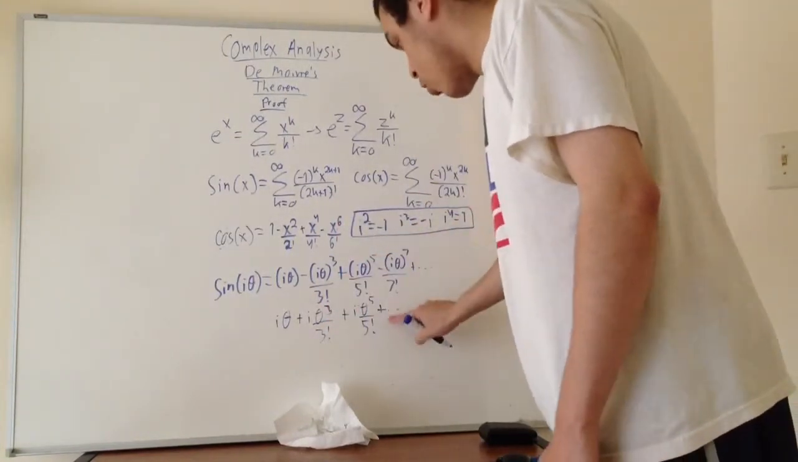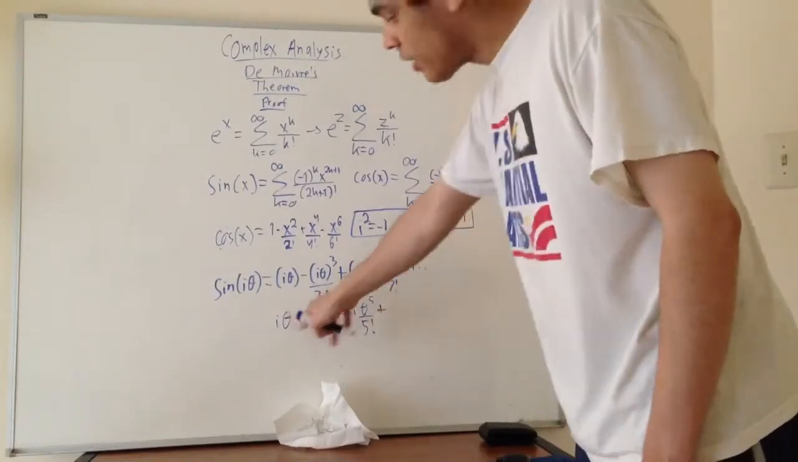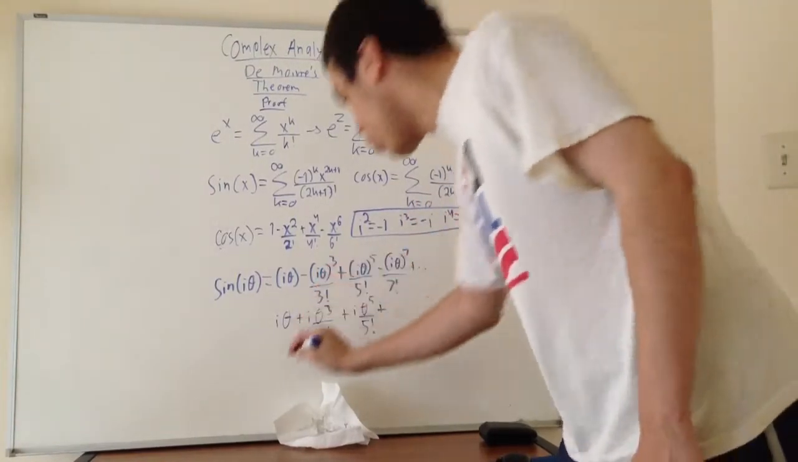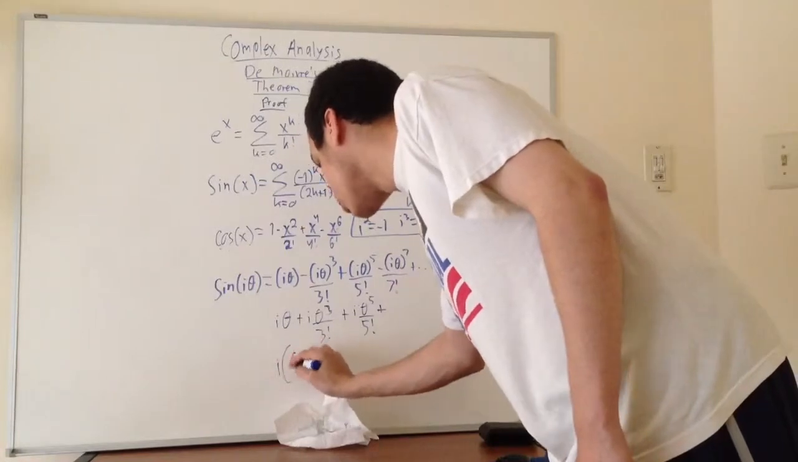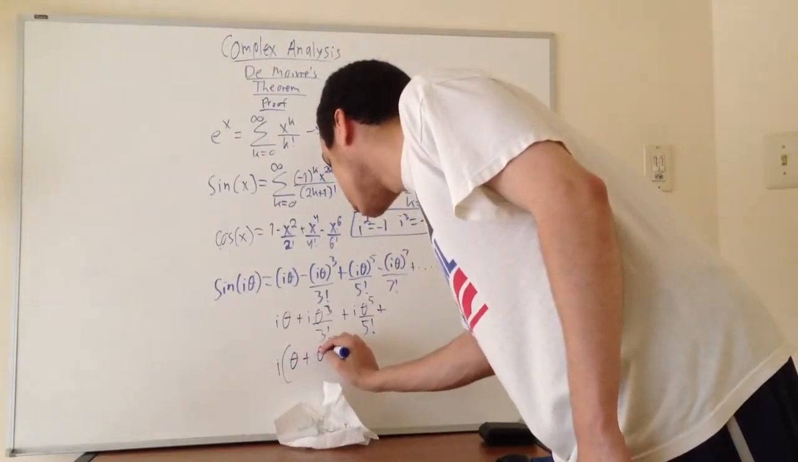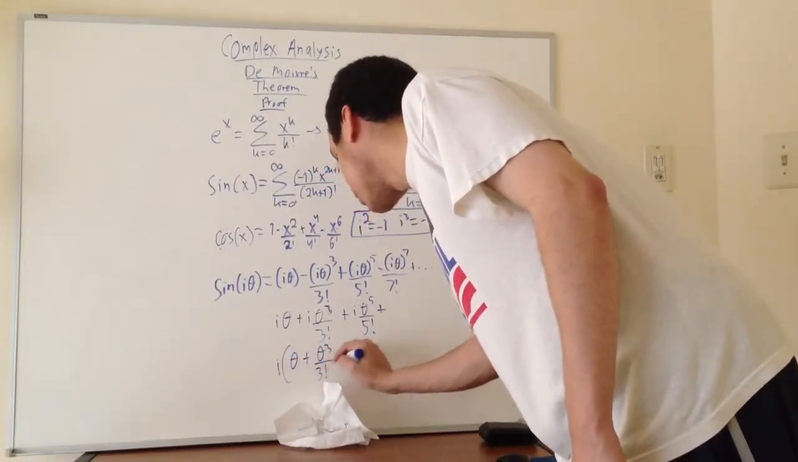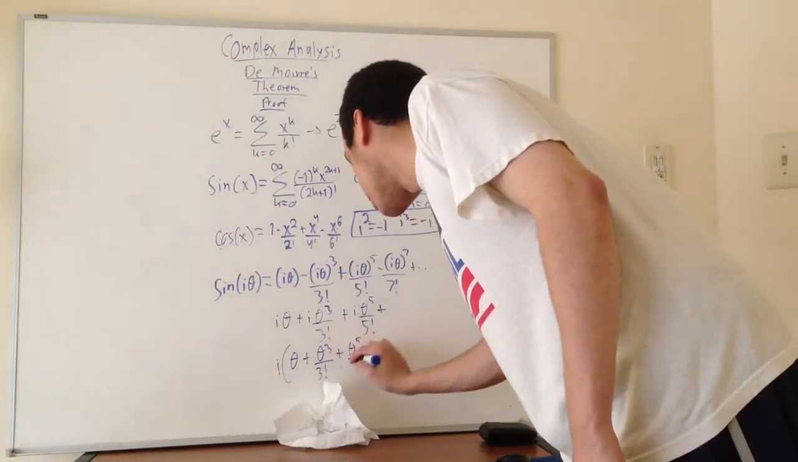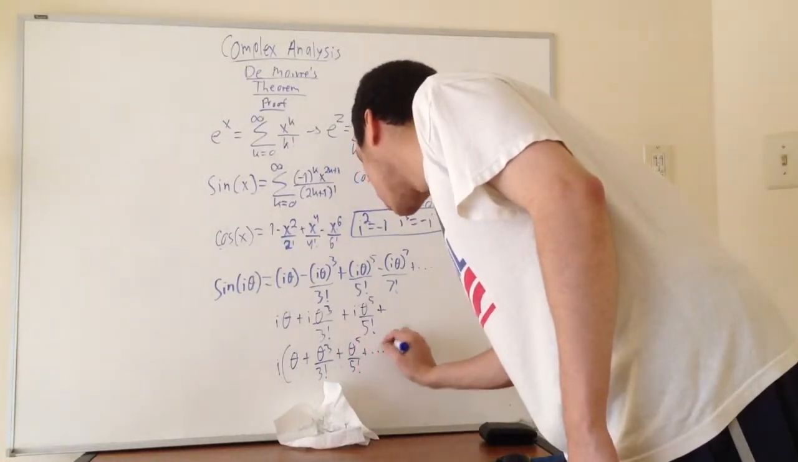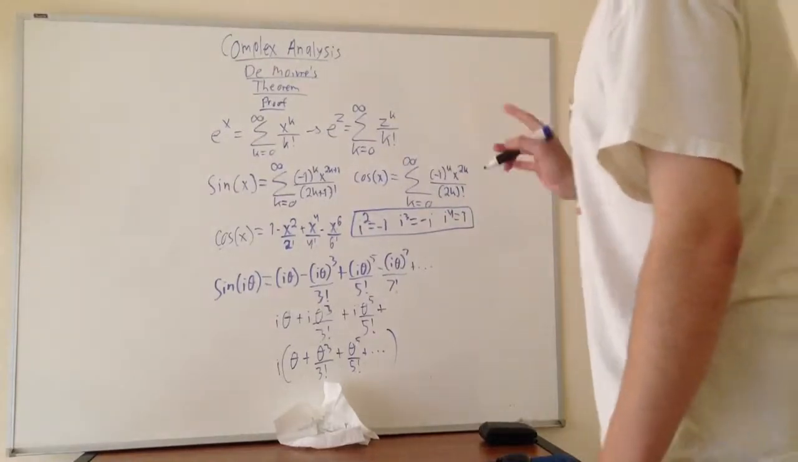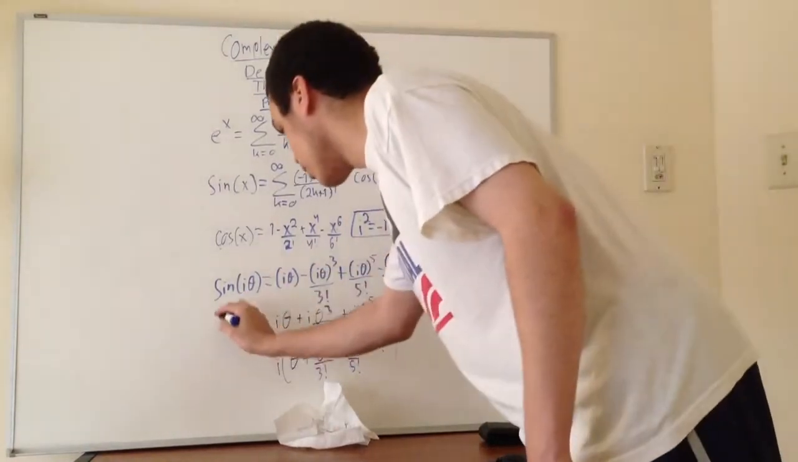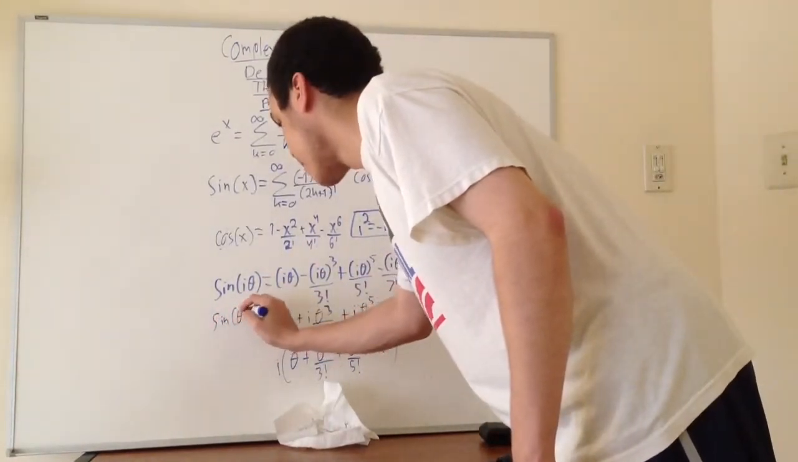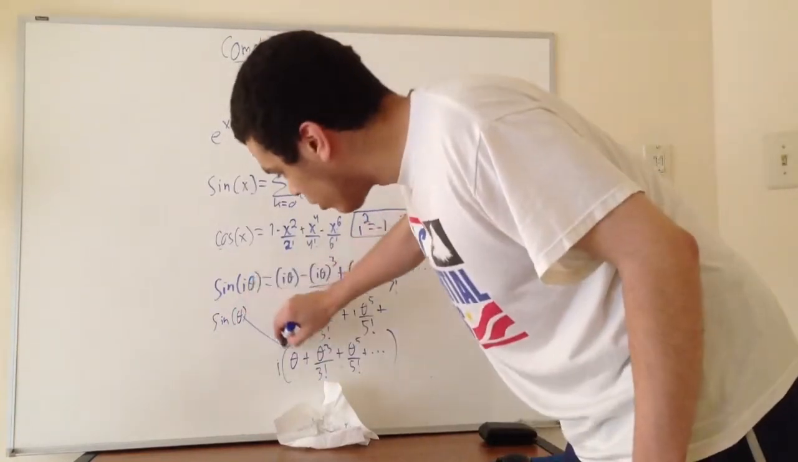And so really, since i is multiplying all of these terms, all you can do now is just factor out the i. And you're left with theta plus theta cubed over 3 factorial plus theta to the 5th over 5 factorial, so on and so forth. And if you remember that if I just had sine of theta, that's just equal to this.